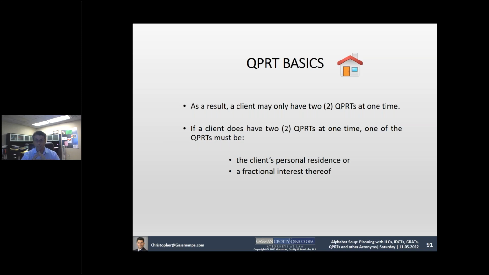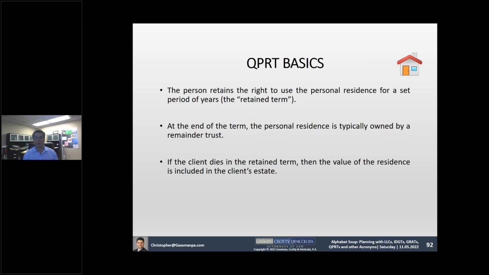The consideration with QPRTs, however, is if someone dies during the retained term of the QPRT, then the assets of the QPRT are included in the client's estate. So it really puts the client back to where they were at the beginning. It's almost like heads I win, tails I break even, meaning that if I set up this 10-year QPRT that I mentioned and I die in year 7, well, the full value of the house is included in my estate. However, that would have occurred if I did not do the QPRT from the beginning.